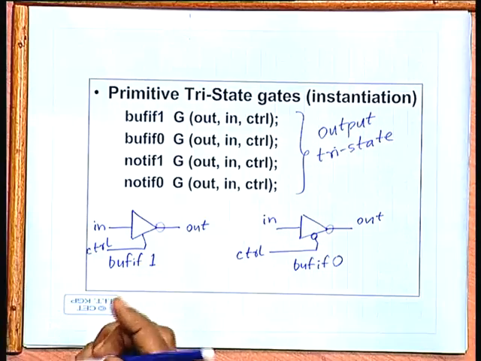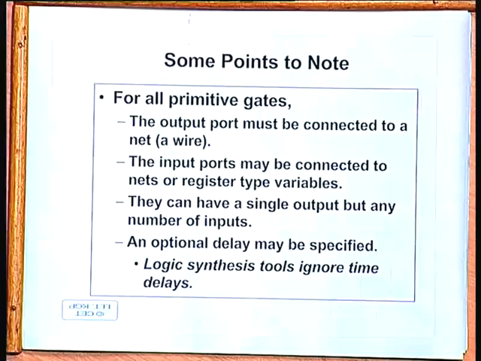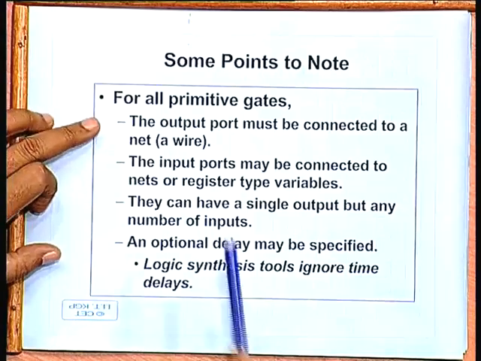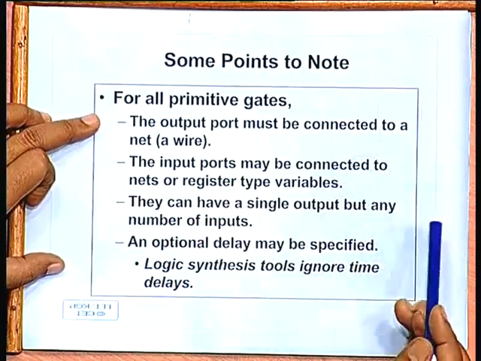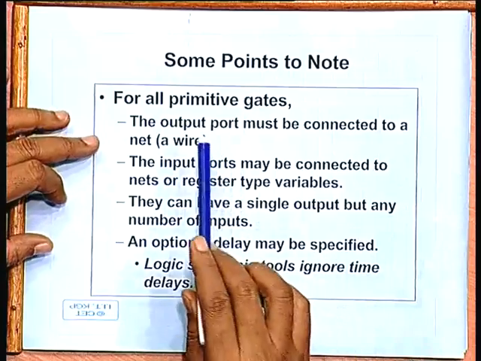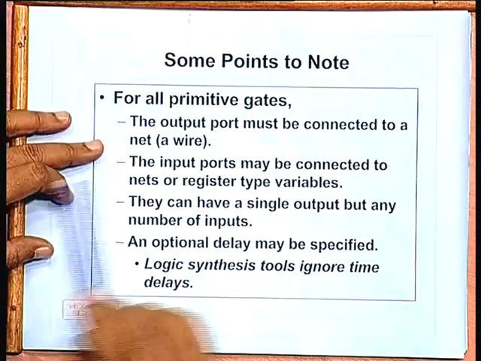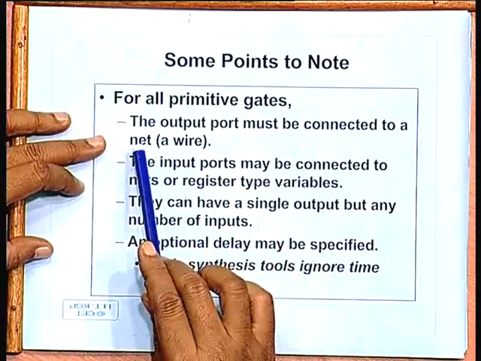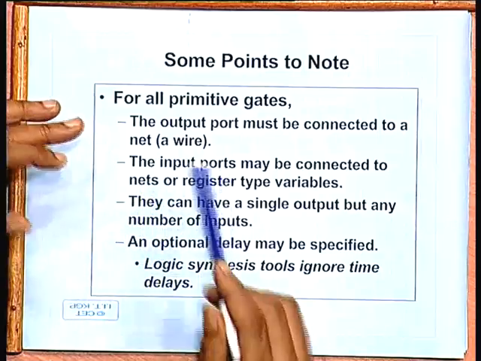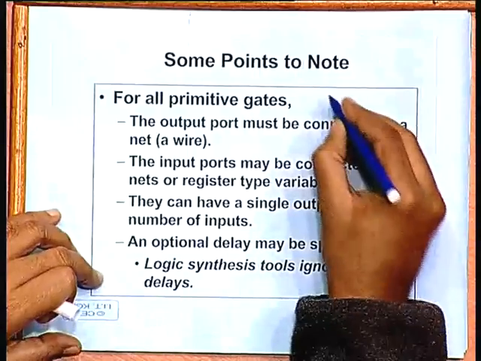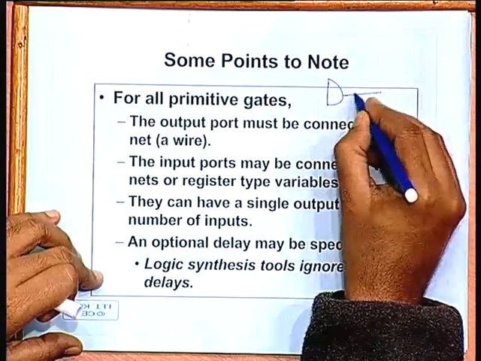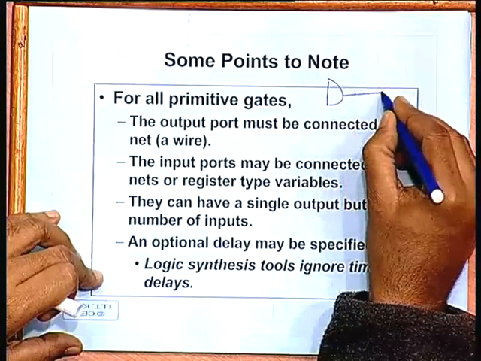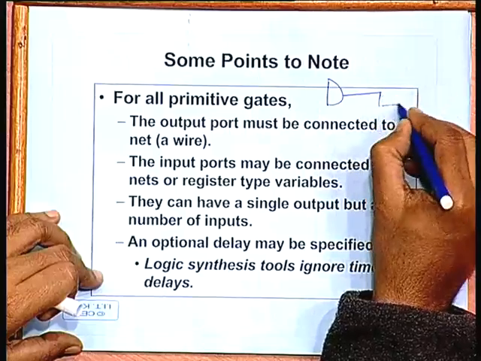Okay, fine. Now, let us note a few points. For all the primitive gates that we have just now seen, the output of the gate must be connected to a net. That is how we had given a few examples earlier, that whenever you have a gate, that gate must drive some net which may be an output or which may drive another gate.